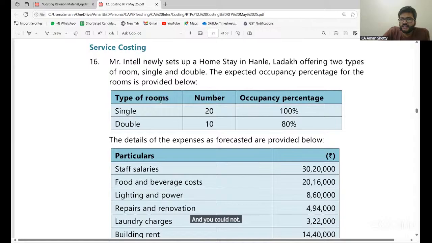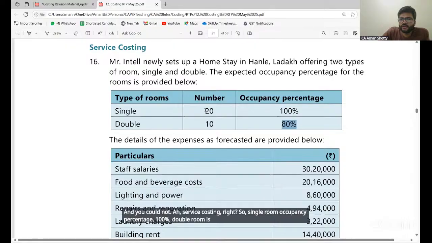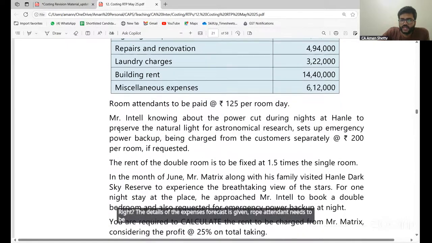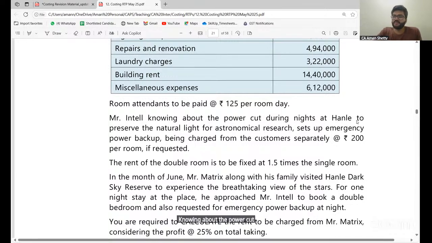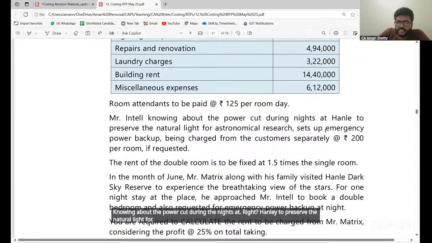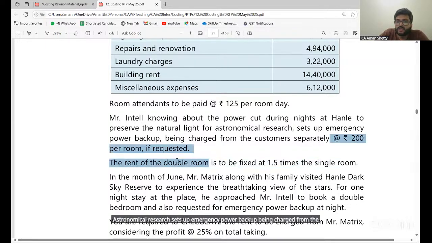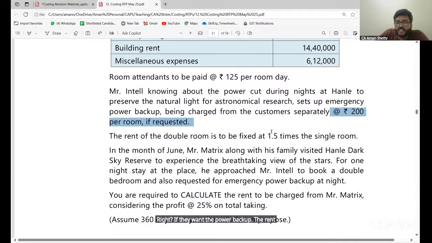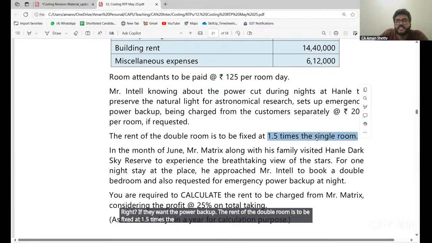Service costing. Single room occupancy percentage is 100%. Double room is 20%. Number of rooms is 20 and 10 given. The details of the expenses forecast are given. Room attendance to be paid is 125 per room day. Knowing about the power cuts during the nights at Hanley, to preserve the natural light for astronomical research, he sets up emergency power backup, charged to the customer separately at rupees 200 per room if requested. If they want the power backup, the rent of the double room is to be fixed at 1.5 times the single room. Equivalent units.